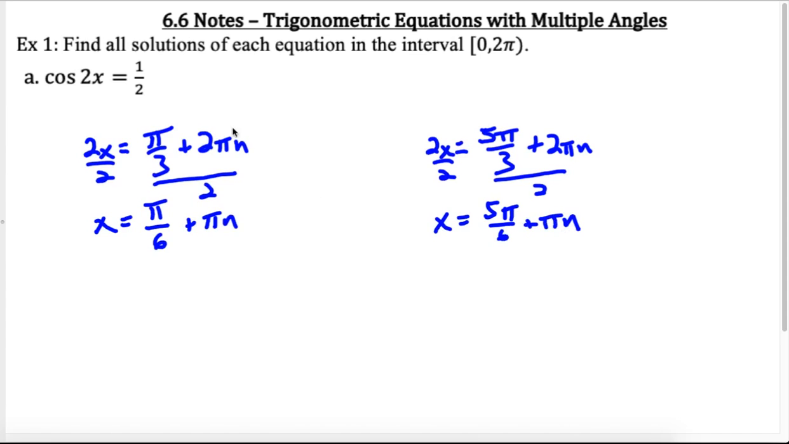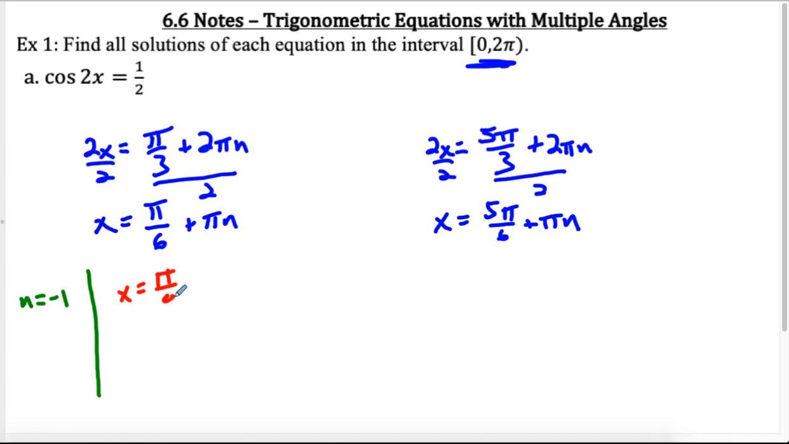Now, if the question said find all solutions, this would be it. This would be my final answer, these two equations. But since it says find all solutions in the interval 0 to 2 pi, we need to go one step further. We need to plug in integers for n to see what values we would get. Generally, we start with n equals -1 and plug that into my equations. More often than not, -1 is not going to give us a value that would work, but sometimes it will, so we do want to test that.